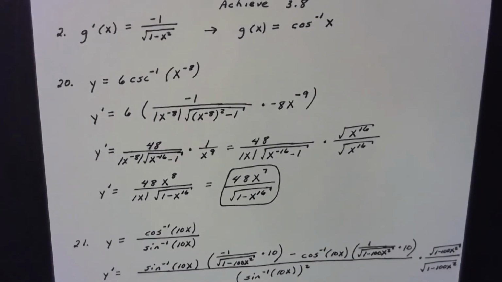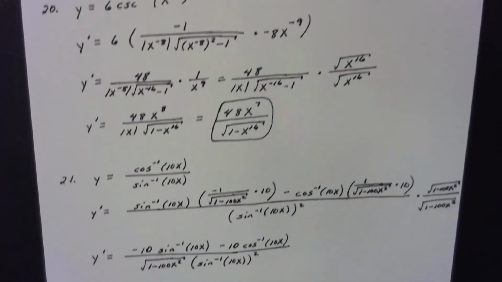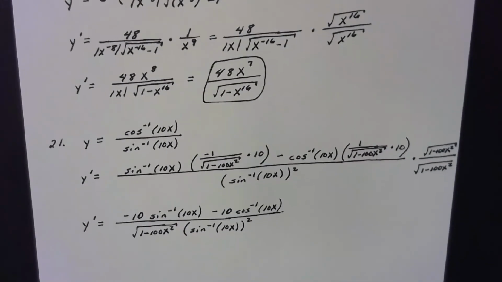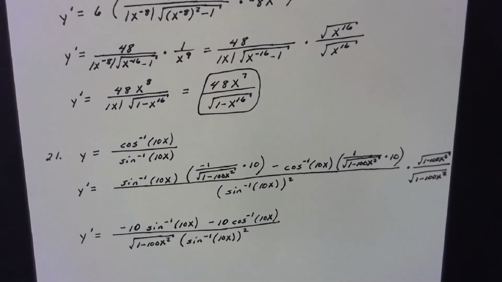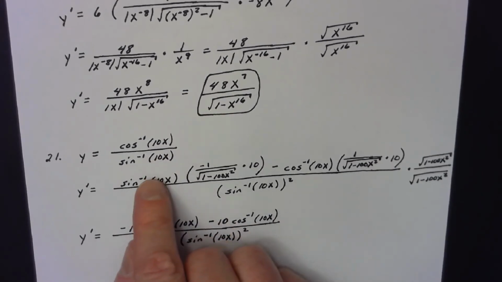The next one here, it's a bit tricky. Not too bad though. So it's asking us to look at inverse trigonometric functions within a quotient rule. Of course, we also know that our inverse cosine and inverse sine have a very similar derivative, inverse cosine being -1 over the square root of 1 minus whatever's on the inside of it squared, inverse sine being +1 over the square root of 1 minus whatever's on the inside of it squared.